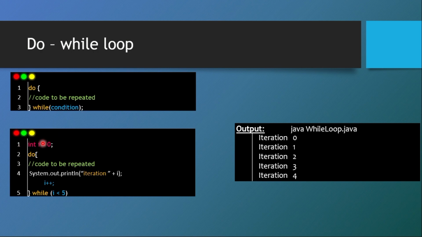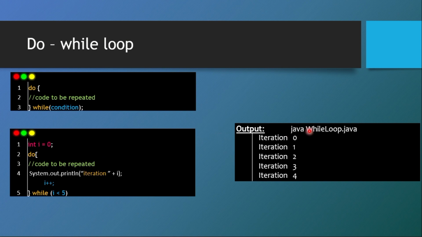And then our implementation here is going to be int i equals 0, do, and then code to be repeated. We have iteration i, and then we have i++, and then do this entire operation while i is less than 5. So long as i is less than 5, this will continue going and going, and so on and so forth, right? So this is just basic syntax for everything.